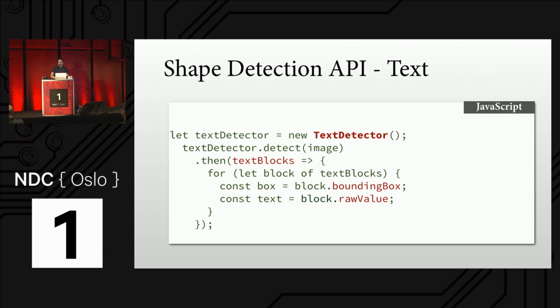Also, you have text detection. You can create a text detector, and it will give you blocks of text that are detected with the box, and also the raw value. So that's OCR on the fly, using the camera. And finally, you have the barcode detector. That will also give you the raw value. I'm not sure if you want the box there, but probably you want the value on a QR code or a 2D barcode.